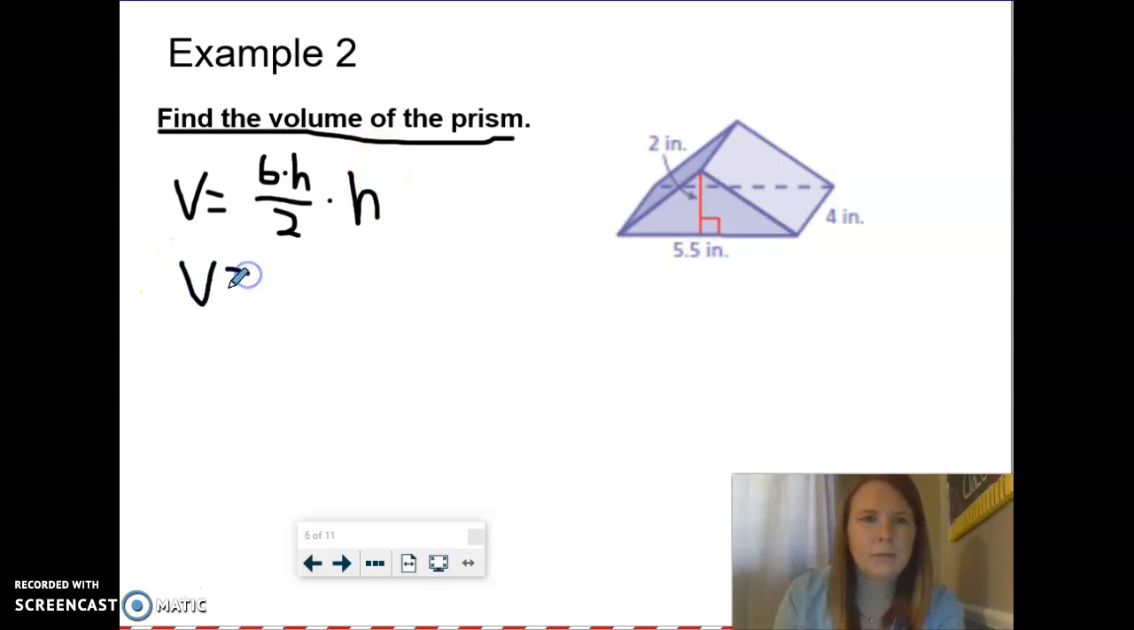So let's go ahead first. I'm going to figure out what is this base of the triangle. My base looks to be this 5.5 inches, so I'm going to write 5.5.